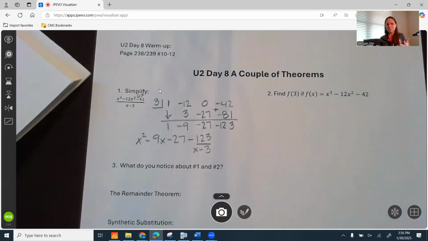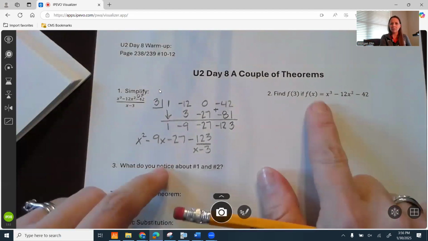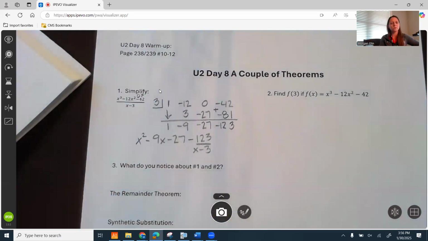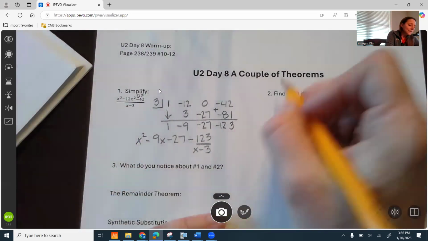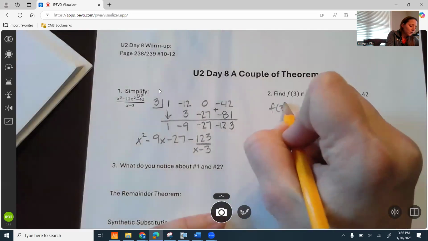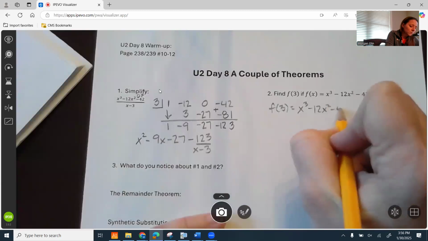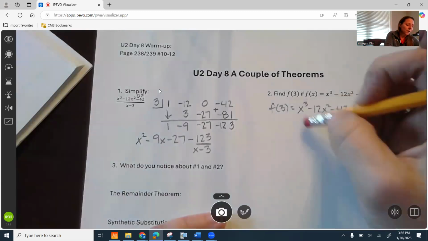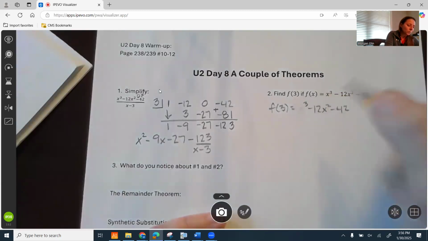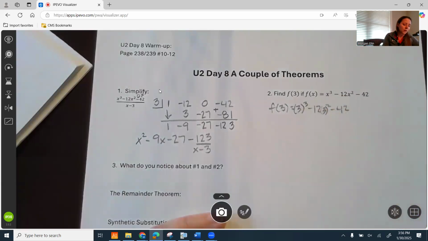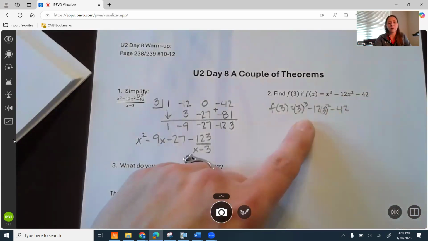This is a different problem, but there are some similarities. Look right here. f of x, that's what was on top of here. So let's just go with the flow. It's asking us to find f of 3. x cubed minus 12x squared minus 42. So every x, basically, we're going to put in 3. So I'm going to erase my x's and replace them with 3. Just make sure you put parentheses around them. Now you can plug this in right here.